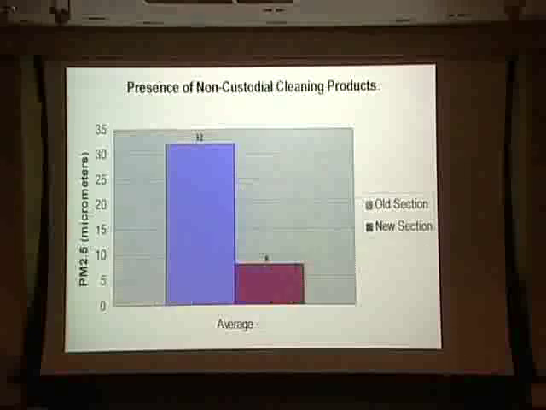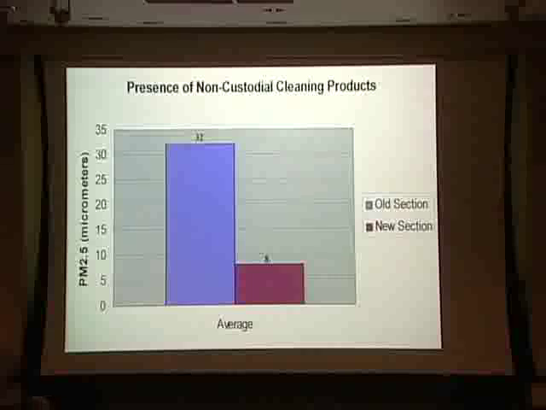This graph shows the presence of non-custodial cleaning products used in each of the sections. So as you can see, the older section was about 4 times as high as the new section. Our p-value was about 0.0029, which showed a non-random relationship between the old and new sections.